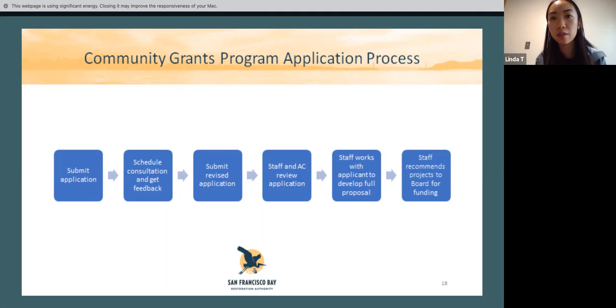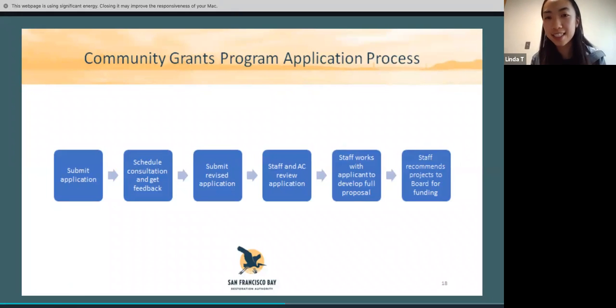And then if it's a proposal that we really want to move forward with, we'll work closely with you to help flesh out the project so that we can bring it to our governing board meeting to have them say, okay, you can have this funding. Next, please.